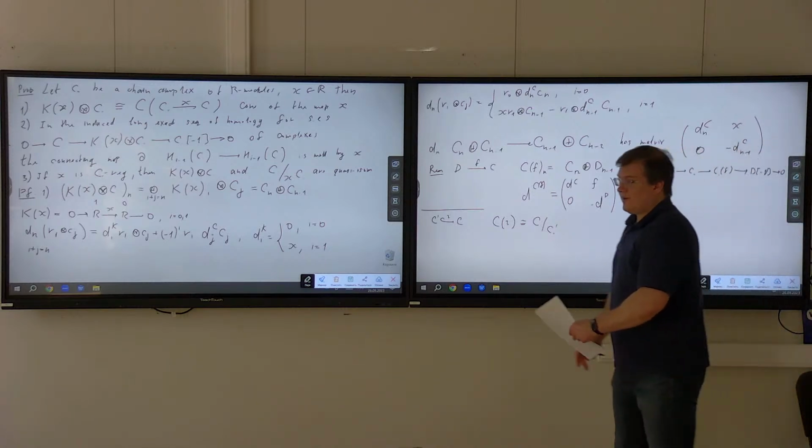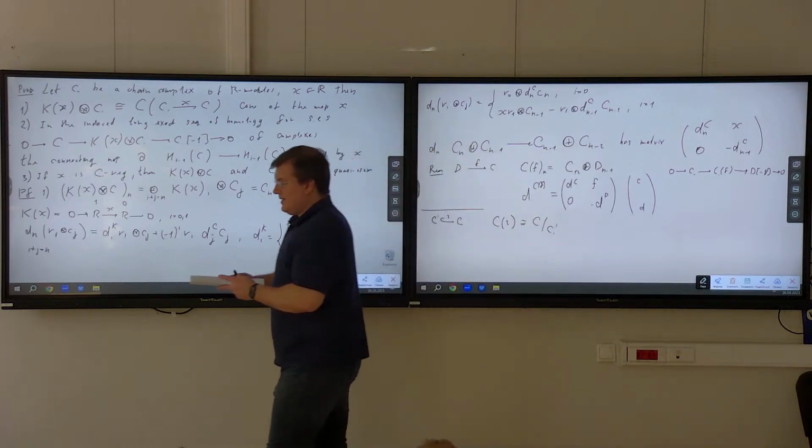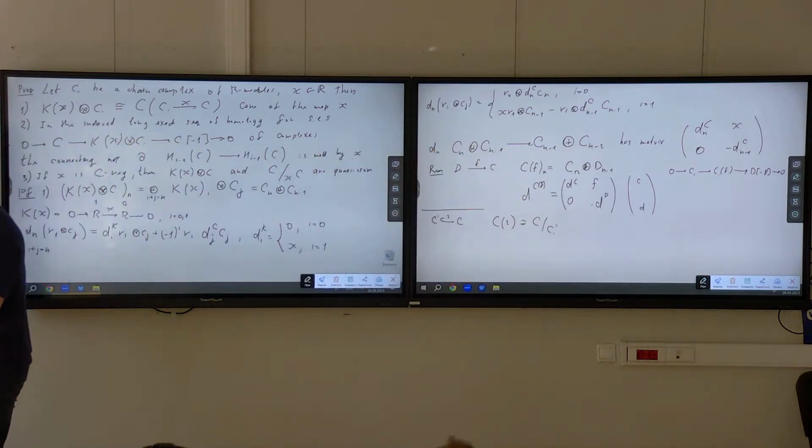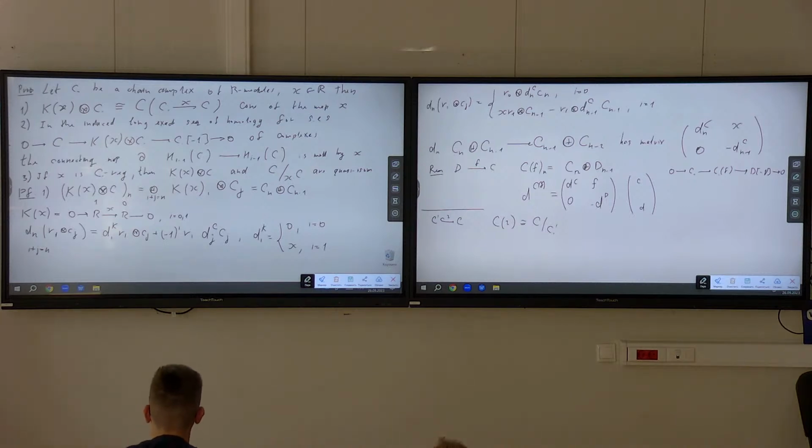Be careful when there is a -1, the differential comes with a minus sign. Yeah. As it's supposed to be, because the shift by 1 in the complex is supposed to change the sign of the differential.